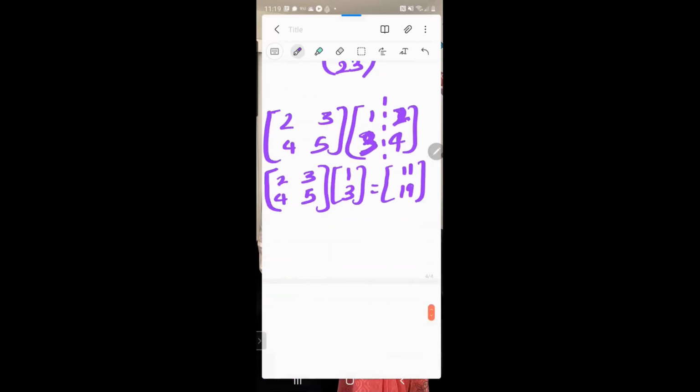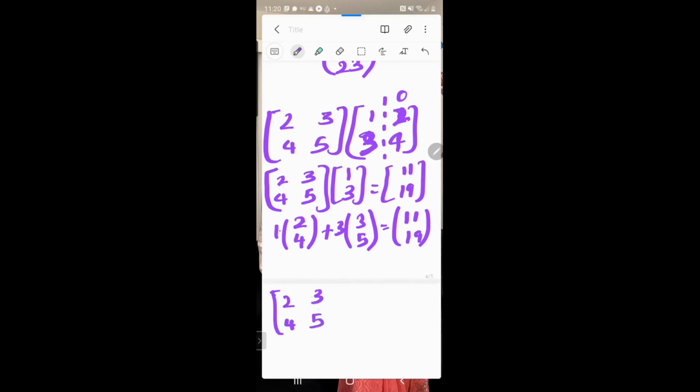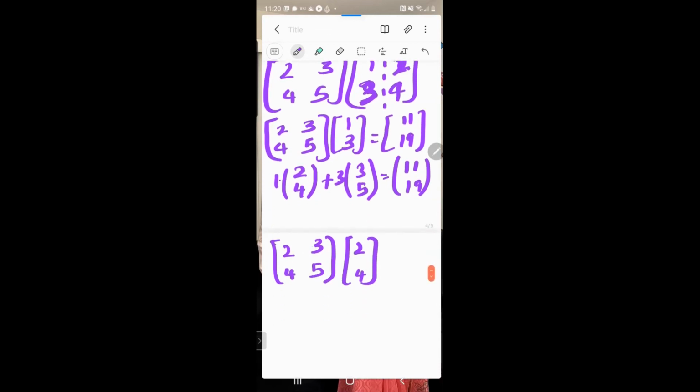Okay. So we took 2, 3, 4, 5. We multiplied the 1 with 2, 4, 3 with 3, 5. 1 times 2 is 2. 3 times 3 is 9, so 11. 1 times 4 is 4. 3 times 5 is 15, so 19. Make sense? Okay. So now do the same thing with this second column here. So now we want to do 2, 3, 4, 5 with 2 and 4. Do the same set of operations with this one.